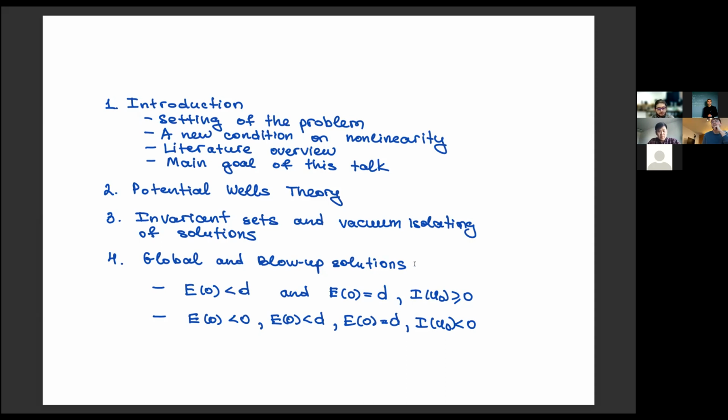First, we prove that for initial energy less than the depth of the potential well, there is a global solution, and when it is equal, the critical case, we also have a global solution. And when the initial energy is negative, or less than d or equal to the critical case d, and the Nehari functional is negative, then we prove the blow-up solution for the semilinear wave equation.